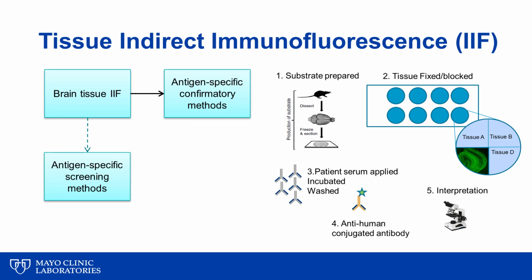I'm going to start off by talking about tissue indirect immunofluorescence. In testing for neural antibodies, tissue immunofluorescence is the central element for testing for these antibodies. It serves as the most comprehensive multi-analyte screening platform available for neural antibodies, provides a high degree of specificity when interpreted properly, and allows novel neural-specific antibodies to be characterized and discovered.